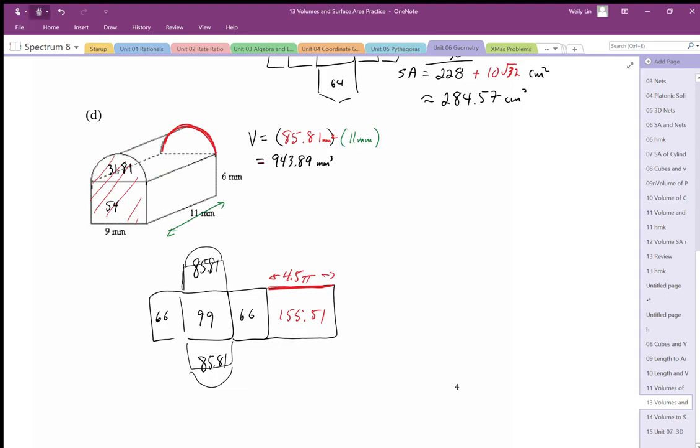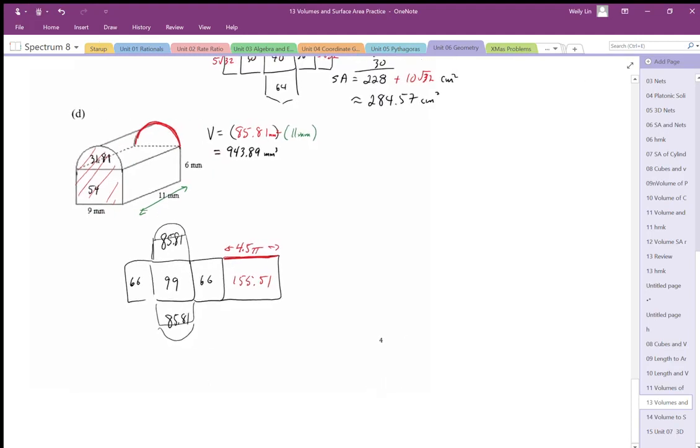And now I'm going to sum this all up to make sure that I have the right surface area. Now again, just as long as you've kept good track of all this, we should be okay. So I'm going to use 85.81, and I'm going to times that by 2 because I have 2 of them. I'm going to do the same with the 66. I have 99, and I have 155.51.